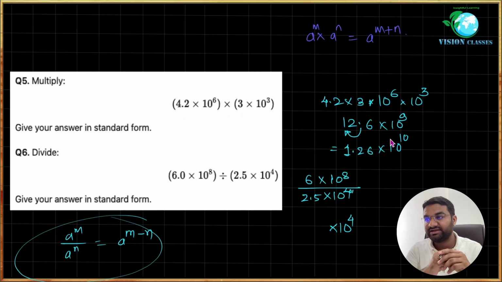Now 6 divided by 2.5. If you do it in your calculator, it will be 2.4. That's the answer even. Yeah, isn't it easy?